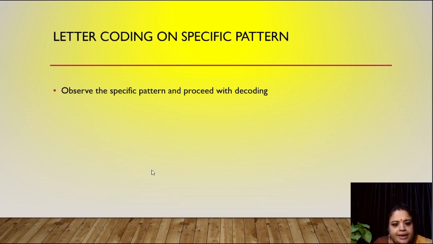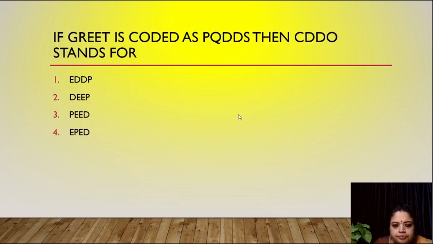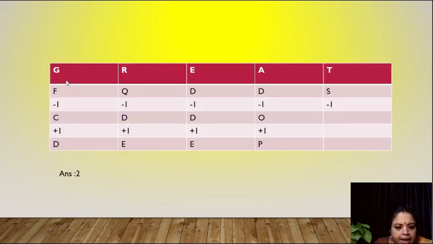Now let us look at letter coding on a specific pattern. You look at the observed specific pattern and proceed with the decoding. So let us see what this is. Here you are given: if greet is coded as PQDDS, then CDDO stands for dash. So you represent greet as PQDDS in a table format, and here I have represented this as great, and you can see G is represented as F, R is represented as Q, E is D, A is D, and T as S.